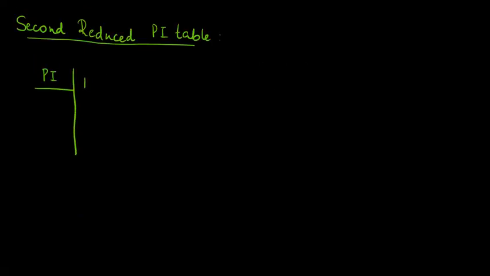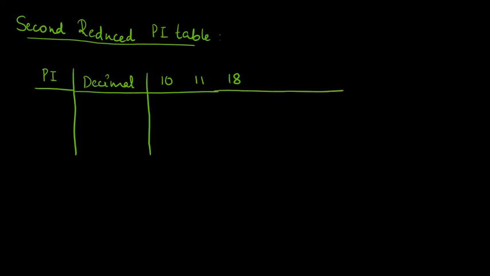In the second reduced prime implicant table, I will represent the prime implicants that were retained, that are the 3 prime implicants, their decimal notations, and I am going to represent all the decimal numbers corresponding to the 3 prime implicants and show their mapping. Now this table will decide which of these prime implicants has to be retained in the Boolean function.